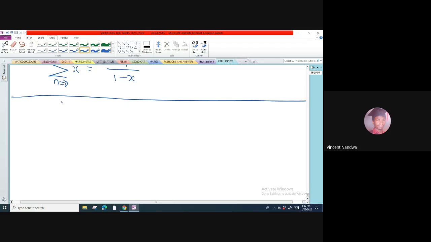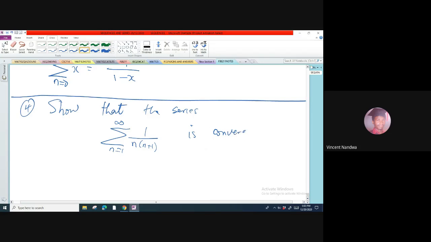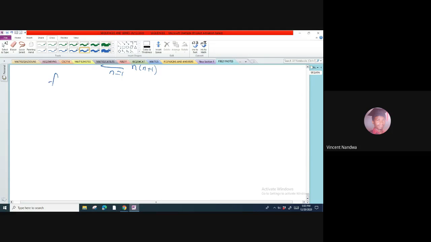And then next thing you say, show that. Another example, number 5: the series is convergent and find its sum. So, solution: note that this is not a geometric series.